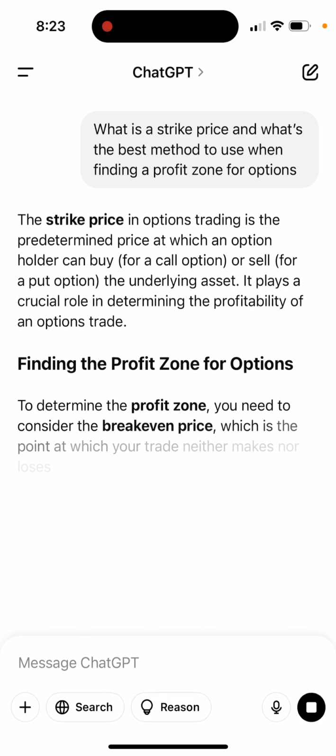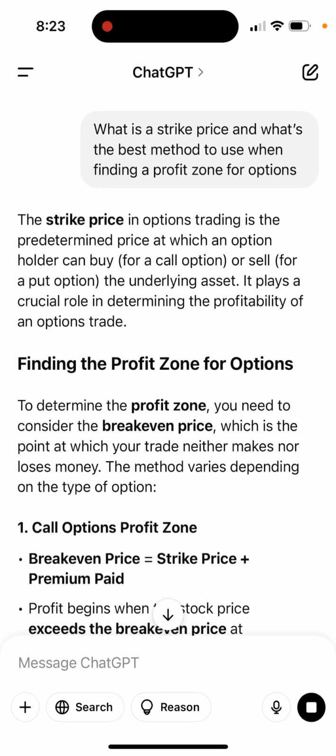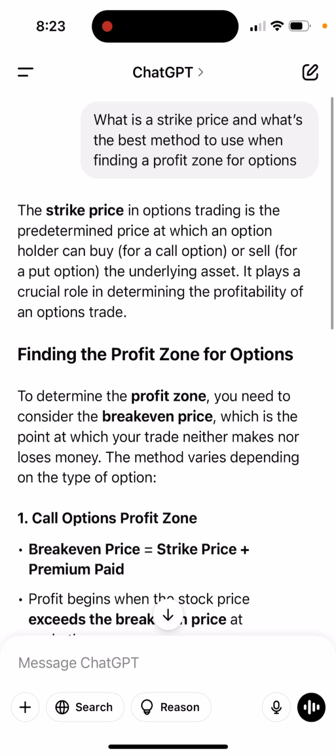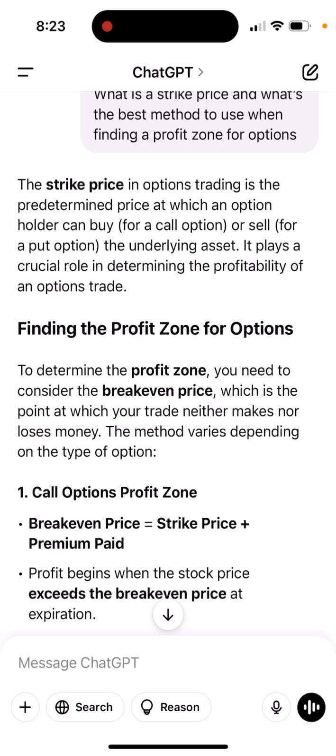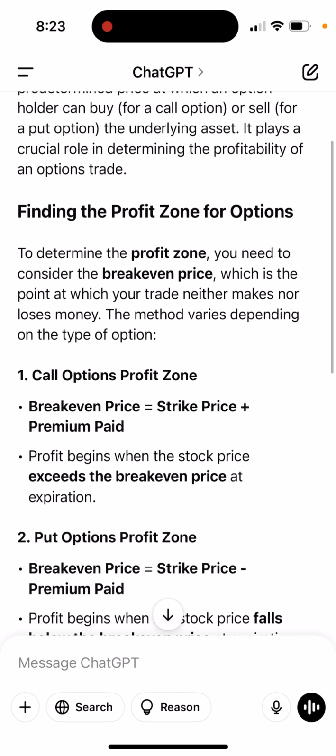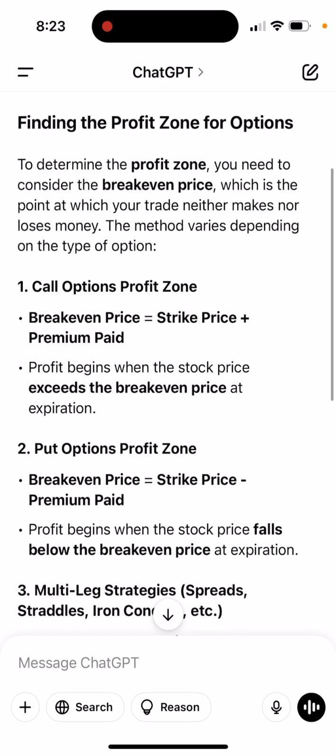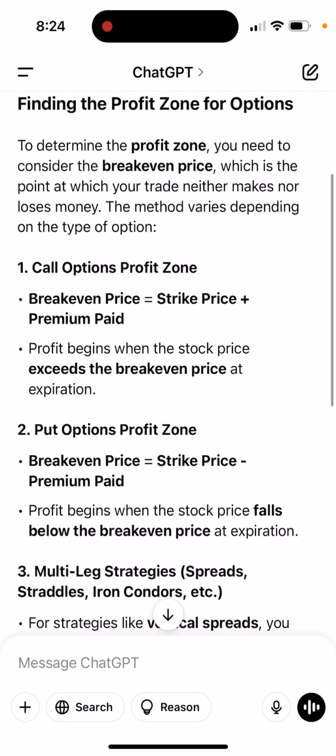You ready? All right, so it says, the strike price in options trading is the predetermined price at which an option holder can buy, for a call option, or sell, for a put option, the underlying asset. It plays a crucial role in determining the profitability of an options trade. Finding the profit zone for options: to determine the profit zone, you need to consider the break-even price, which is the point at which your trade neither makes nor loses money. The method varies depending on the type of option.